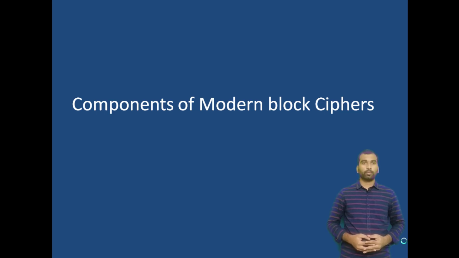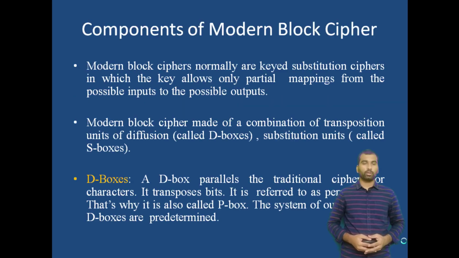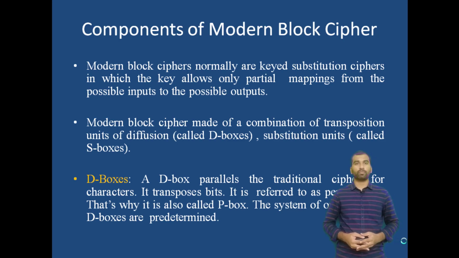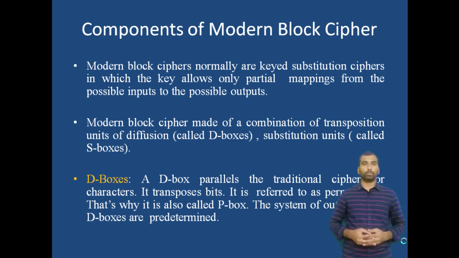So coming to the concept, the modern block cipher. Modern block ciphers are normally keyed substitution ciphers in which the key allows only partial mappings between the inputs and the outputs. Modern block ciphers are a combination of transposition units of diffusion, also called D boxes, and substitution units, also called S boxes. That means modern block ciphers are the combination of both D boxes and S boxes.